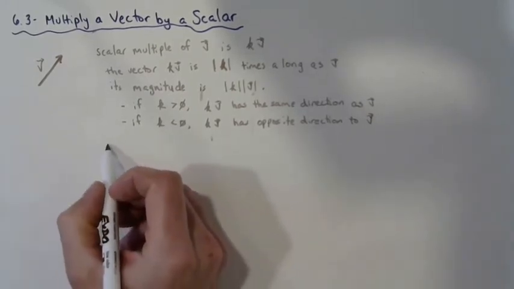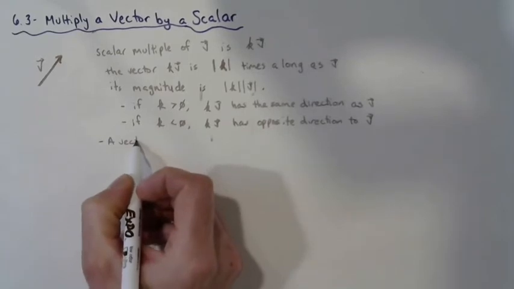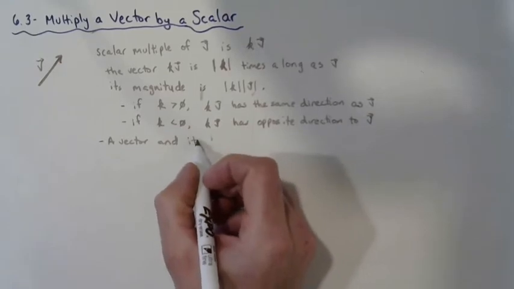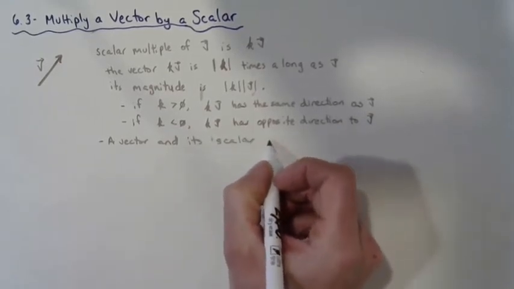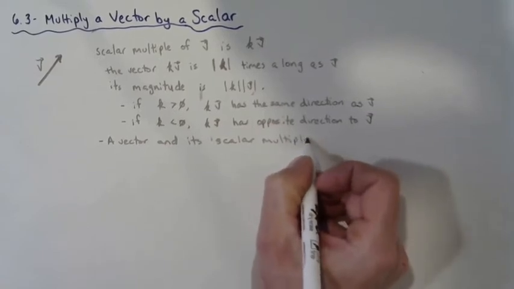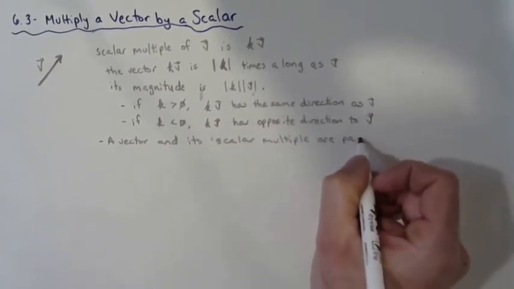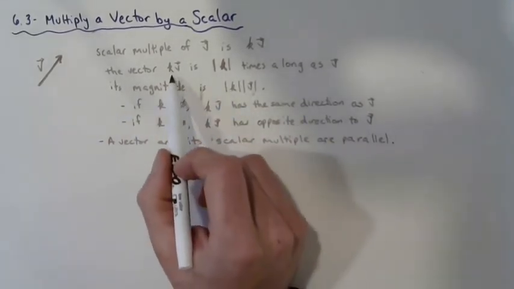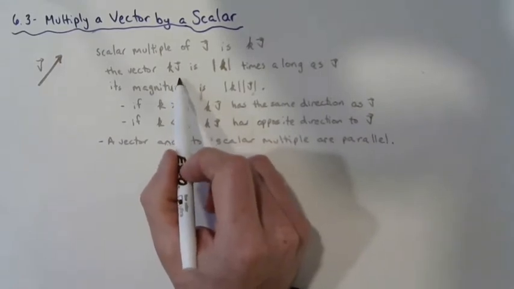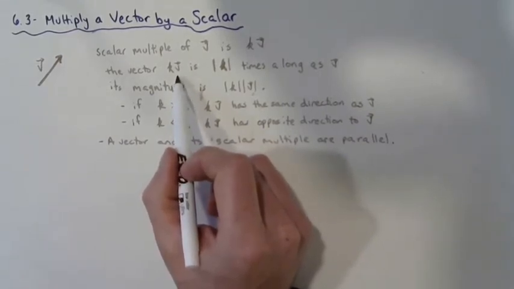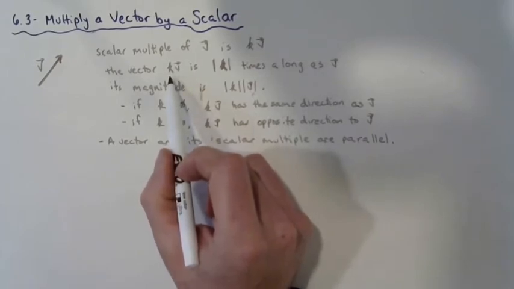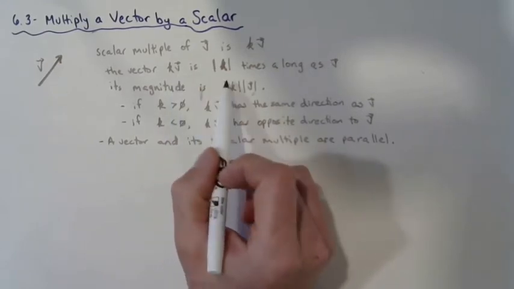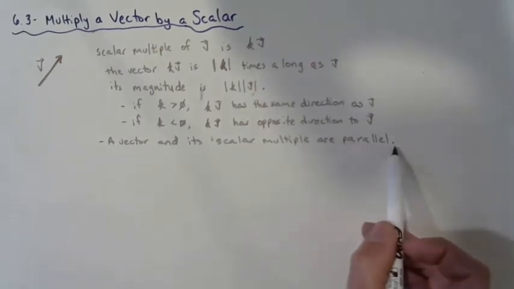One last note, a vector and its scalar multiple are parallel to one another. That makes perfect sense because in the situation where you have k, which is a scalar, and v, which is a vector, only the vector is going to determine the direction. A vector is a quantity with magnitude and direction. The scalar can only affect the magnitude of the vector. It cannot affect the direction. So if you take any vector and you multiply it by a scalar, it's going to be parallel to the original vector.